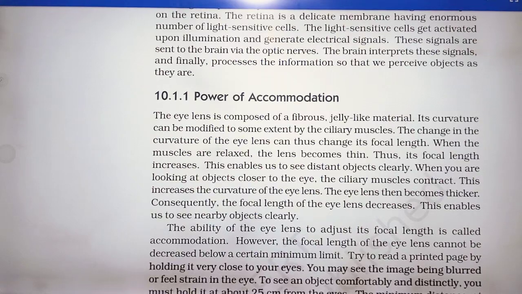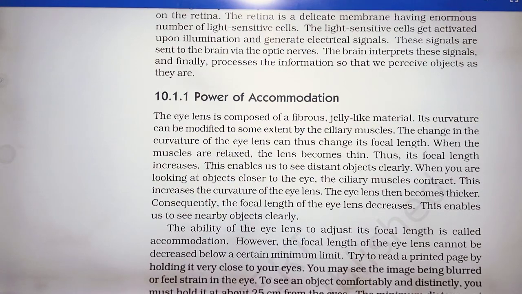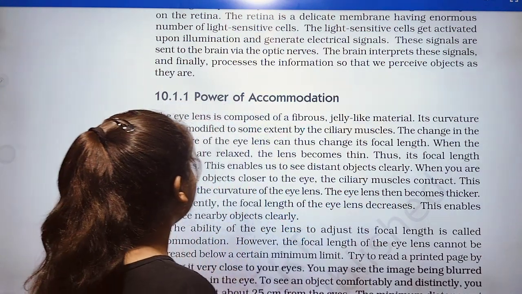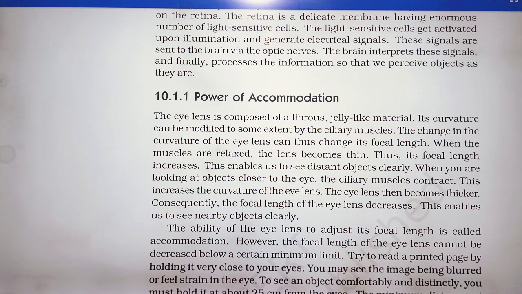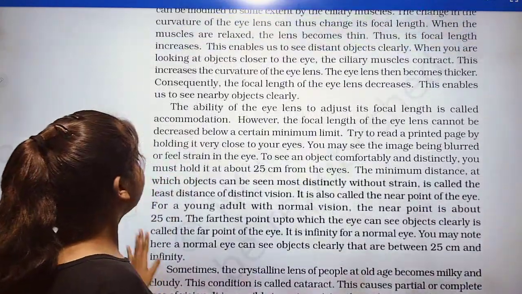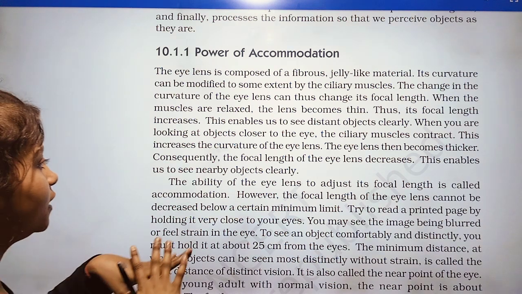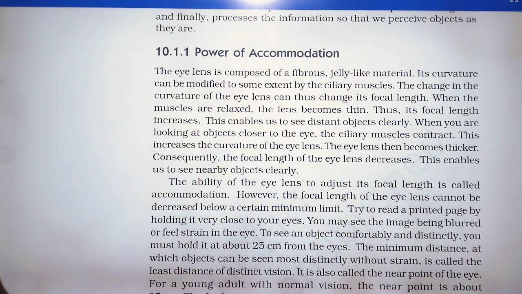Now when you are looking at an object closer to the eye, the ciliary muscles contract, and this increases the curvature of the eye lens, so the lens becomes thicker. Consequently the focal length decreases, and this enables us to see nearby objects clearly. If the focal length increases, we can see distant objects clearly.